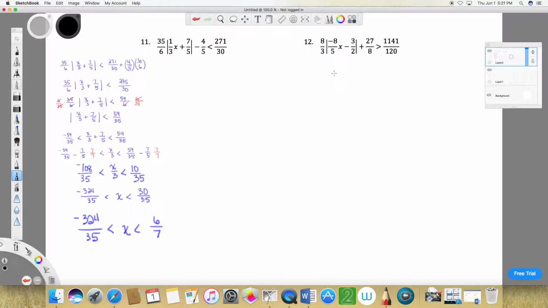I need to isolate this absolute value. So I've got 8/3 times this absolute value. We're going to subtract 27 over 8 from each side.